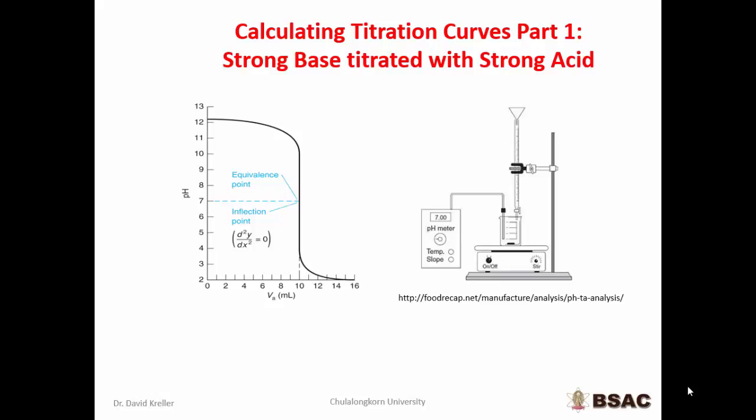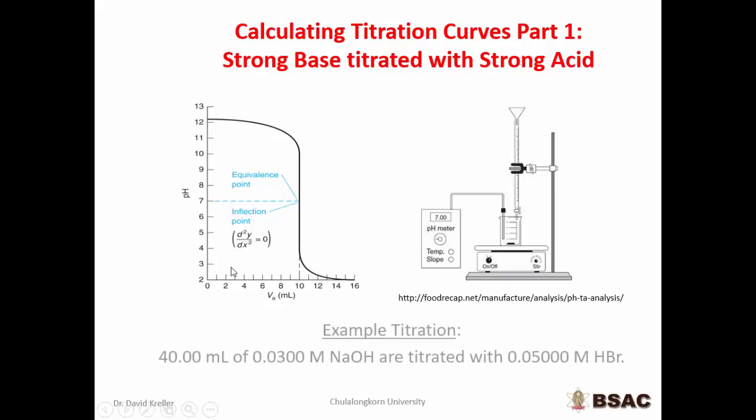In this video, we're going to be talking about how to calculate a titration curve. We are going to calculate pH as a function of added titrant in the titration of 40 ml of 0.03 molar sodium hydroxide. That's going to be in this beaker below the burette, which contains 0.05 mole per liter HBr.